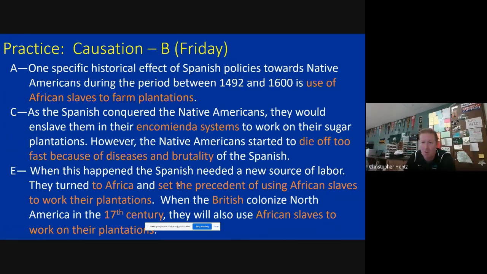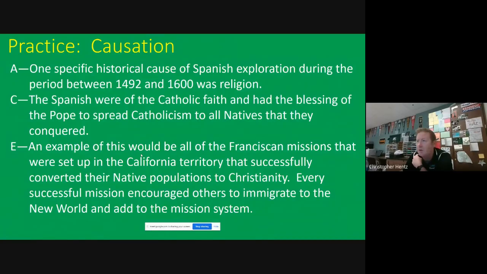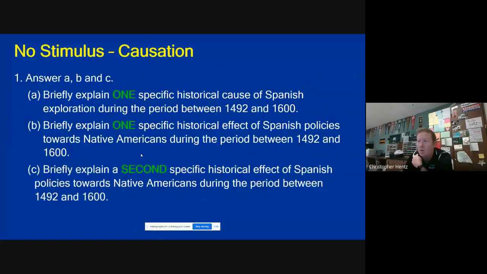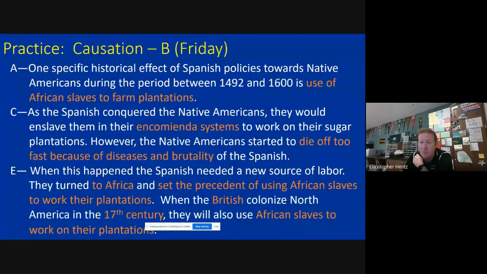Anybody want to share before we go what they used for their letter B here on this one? This one, there's lots of things you could have gone with because it's a historical effect of policies. For A, basically one historical cause, I always think of the three G's, God, gold, glory. And you could have used all sorts of different things for B, okay?